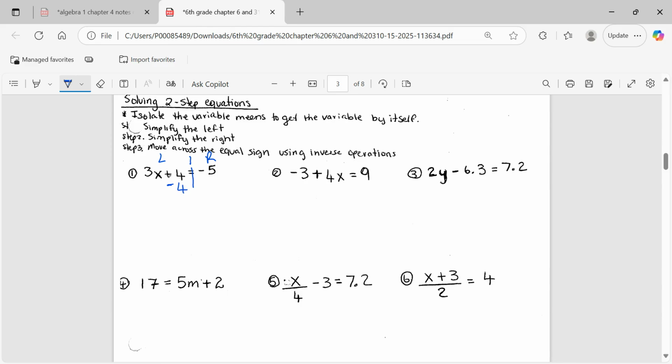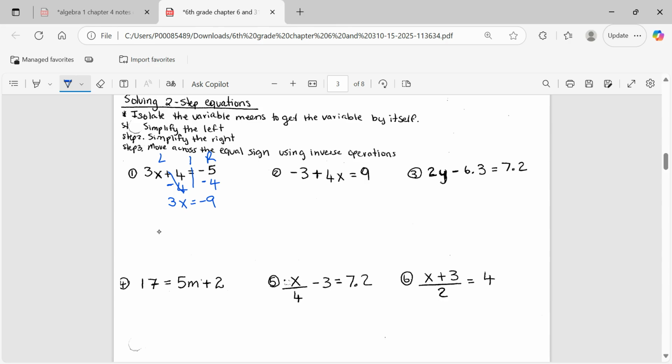The opposite of addition is subtraction. So I have to subtract it on the left, and whatever I do on the left, I'm going to do on the right as well. That's the subtraction property of equality. So that's how that's canceled. Now I have 3x is equal to negative 9. Negative 5 minus 4, same signs we add, negative 9.